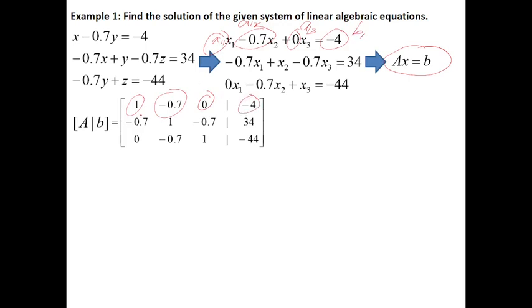Then we have this one, this is A sub 2,1, second row, first column. Then this is 1, second row, second column. Then negative 0.7 is A 2,3, so then 34. Then we have 0, negative 0.7, followed by 1, followed by negative 44. So B1, B2, B3. Understood? So that is the augmented matrix.